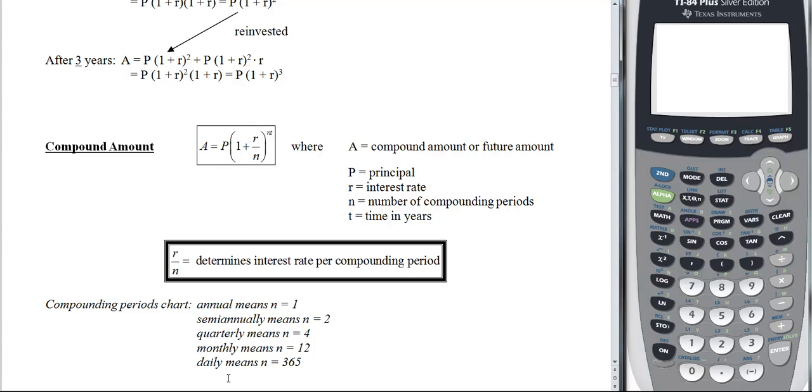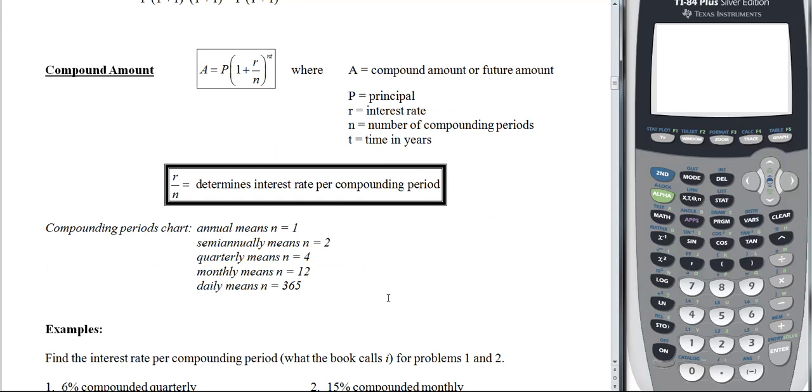So here's my compounding periods chart. Now you don't put this on your formula sheet. You need to know this. Annual means N equals 1. Semi-annually means N equals 2. Quarterly, N equals 4. Monthly, N equals 12. And daily, we go for N equals 365.